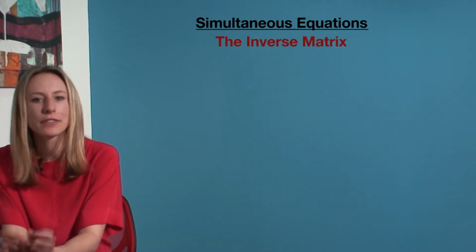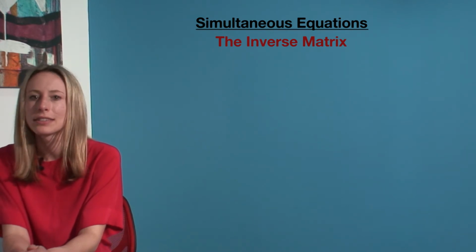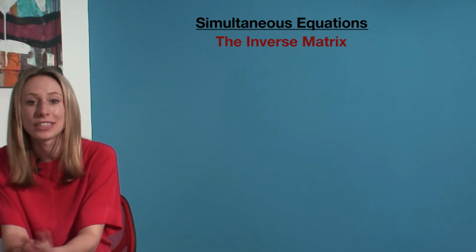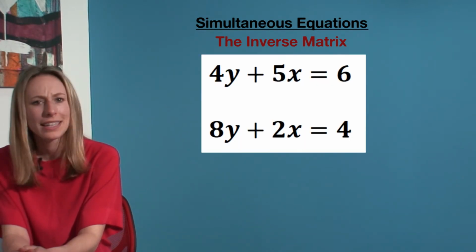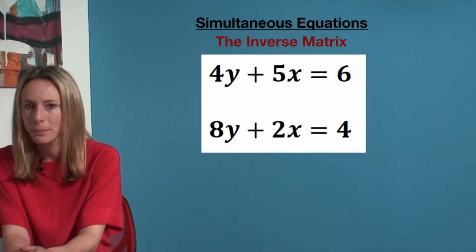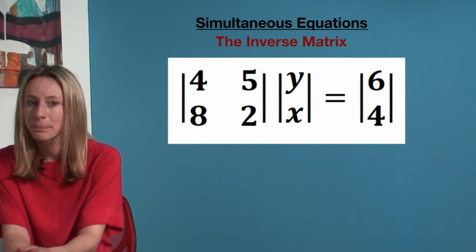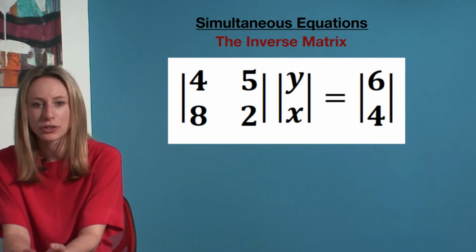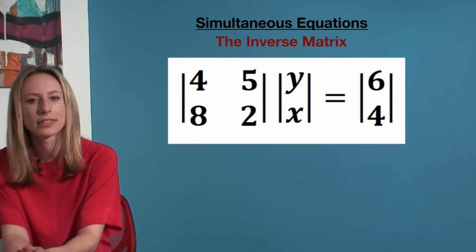Determining the inverse matrix gets very complicated for any matrices larger than a 2 by 2 matrix. However, it can be easily calculated using your calculator. Let's look at the same equations as before, but now in matrix form. So our A value equals the matrix of 4, 5, 8 and 2. So how do we find the inverse of this?